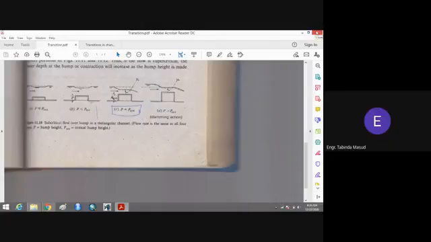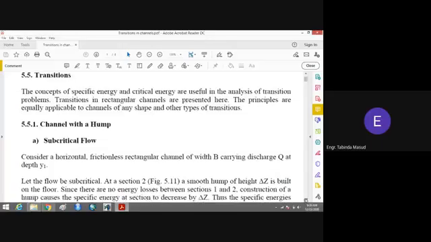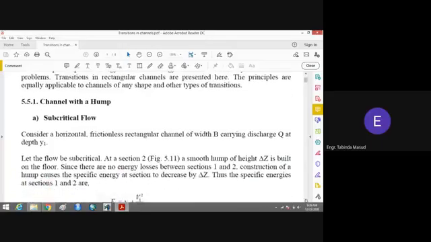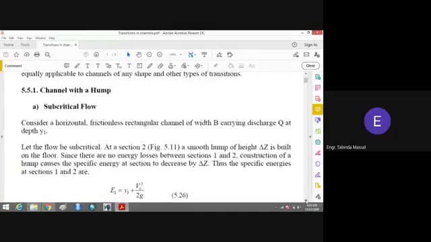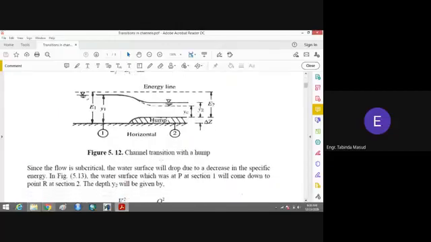So this was a simple discussion, and now we are going to discuss these situations in detail. What will happen if you construct a hump on a mild slope, that is a case of the subcritical flow? You can see here the same situation is shown in the single figure, that you have a mild slope, and on a mild slope you have a hump.